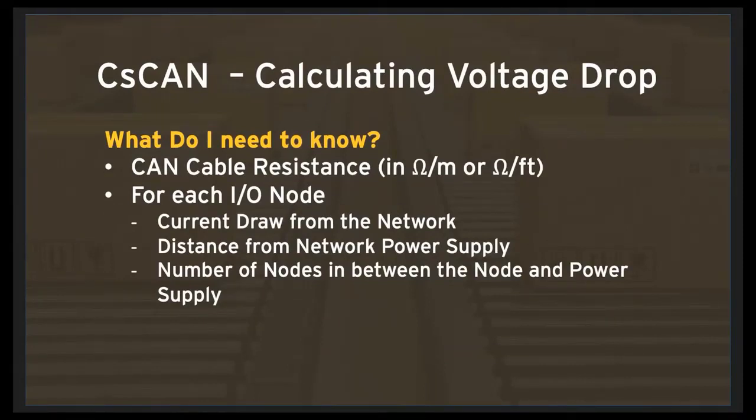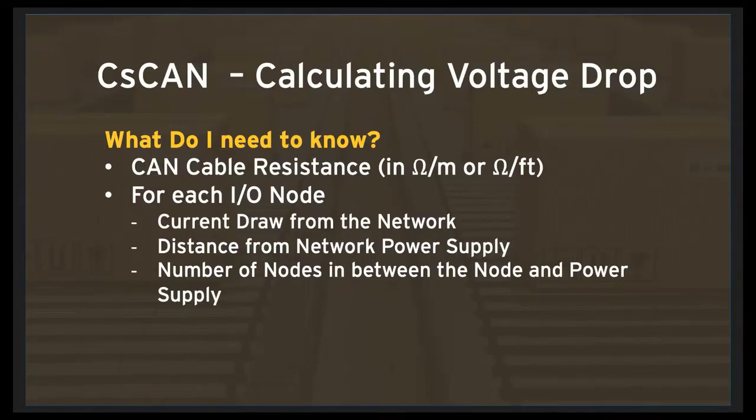Well, let's start with voltage drop. Let's start with what we need to know. What do we need to know in order to calculate our voltage drop? Well, the first thing we need to know is the resistance of the network cable. So when you purchase CAN cable, whether it be thin, mid, thick, there's a data sheet available for the cable that very clearly spells out what the resistance per meter or resistance per 1,000 feet is. So you can use that resistance level to help you calculate your voltage drop. And we'll give you the equation in the next slide.